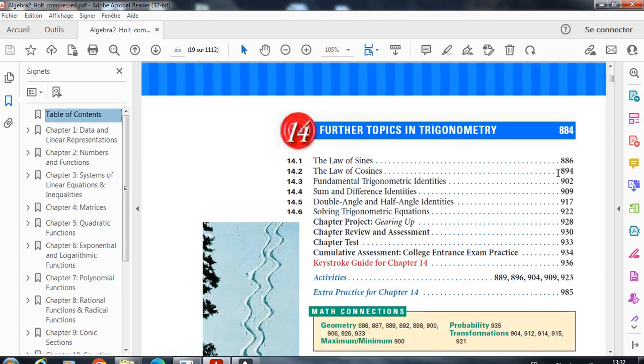And the last one is chapter number 14: the law of sines, the law of cosines, fundamental trigonometric identities. We have many formulas about trigonometry: sum and difference identities, double angle and half angle identities.